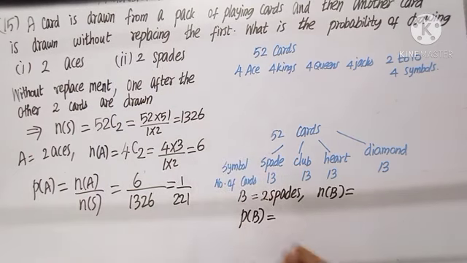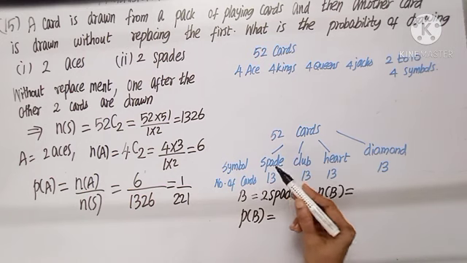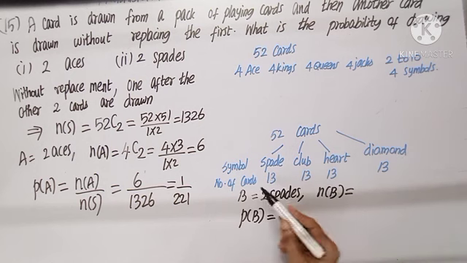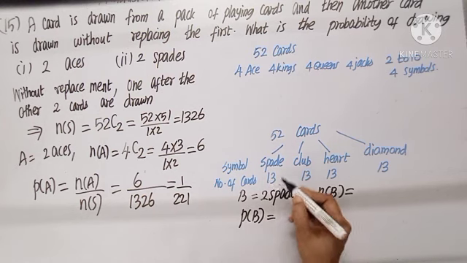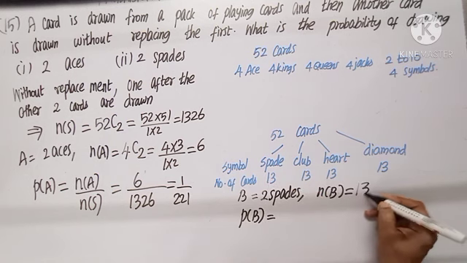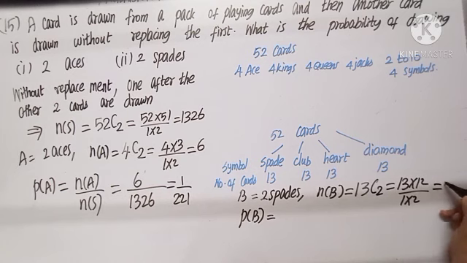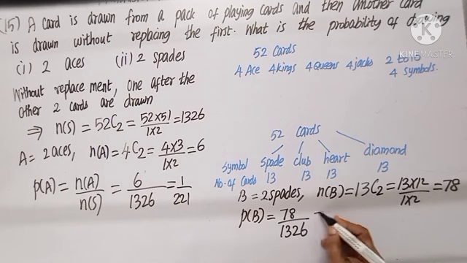Second subdivision. Selecting 2 spades. Out of 52 cards, there are 4 symbols: spade, club, heart and diamond. In each symbol, we have 13 cards. My question is 2 spades out of 13 cards. So it is 13C2. 13 into 12 by 1 into 2. It is 78. Probability of B is 78 by 1326, which is 1 by 17, and that is the answer.